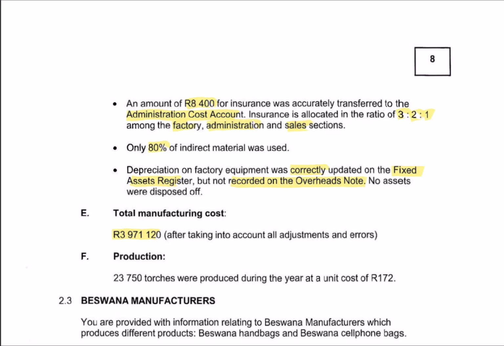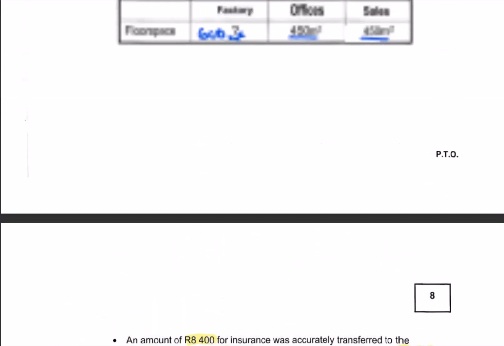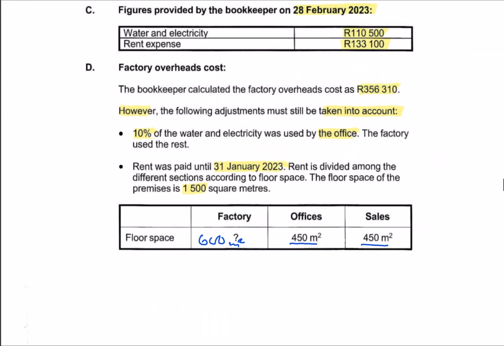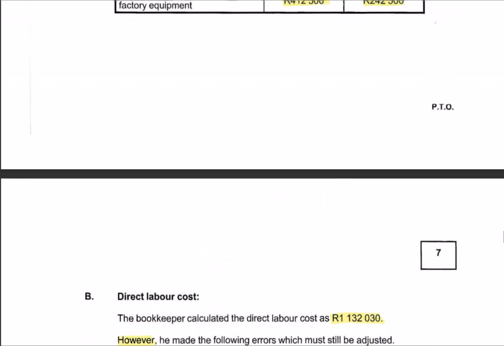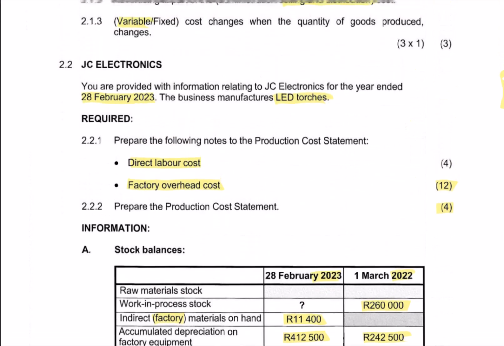Then production, 23,750 torches were produced during the year at a unit cost price of 172. Right, see where we can use that. So let's address this question first, then we'll proceed to 2.3. Alright, let's see how we answer this question. Right, so first thing first, where are we starting? Think on direct labor.